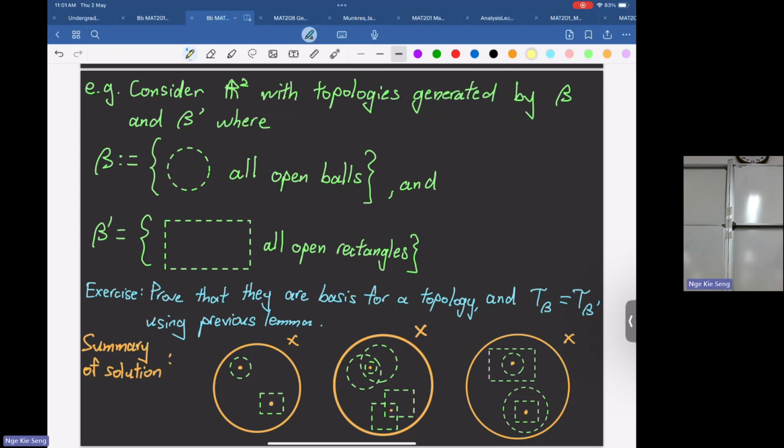And then we want to show that actually they are the same. So one is finer than the other. In other words, you can show that the topology generated by B and the topology generated by B prime, if one is finer than the other, then they are equal. So we have proven the property: to show that one topology is finer than the other, we can just use basis to check.